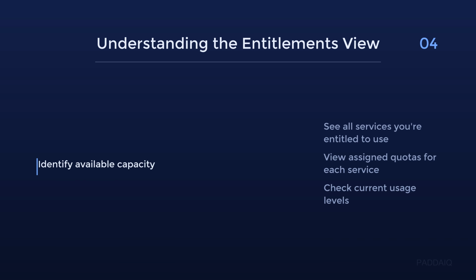Identify available capacity. This means checking how much of each BTP service your company has purchased and can use right now. For example, if you have 10 GB of HANA database memory, you verify this limit isn't exceeded before starting a new project. Knowing your capacity ensures you can reliably plan and deploy your applications without unexpected interruptions.